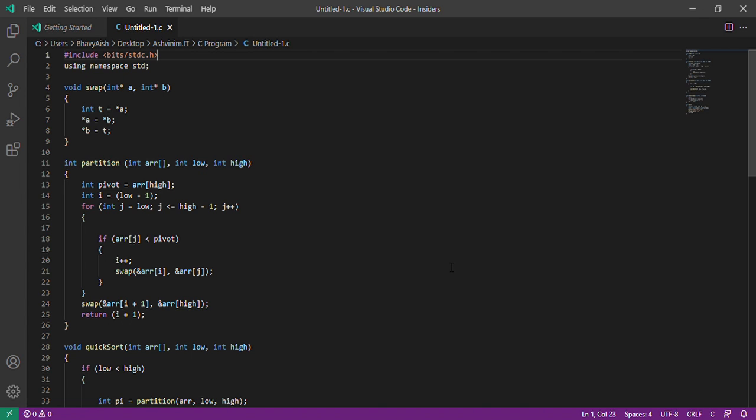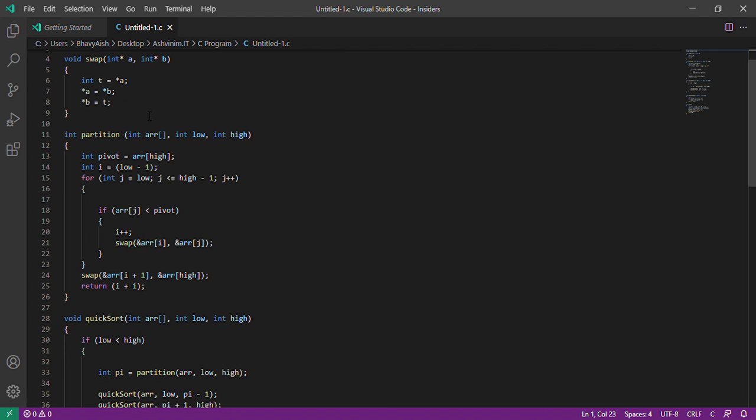First of all, in this program, the implementation of Quicksort: first is a utility function to swap two elements. Next is the function that takes the last element as pivot, places the pivot element at its correct position in the sorted array, and places all elements smaller than the pivot to the left of the pivot and all greater elements to the right of the pivot.